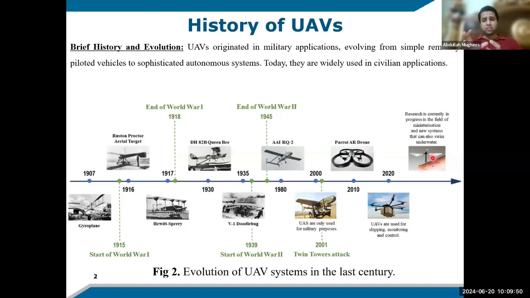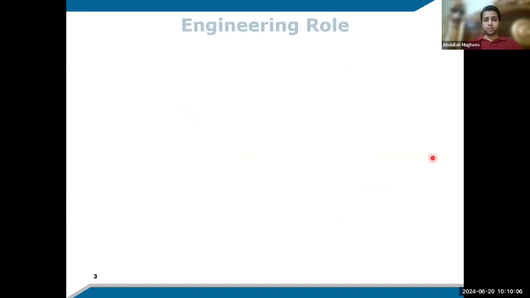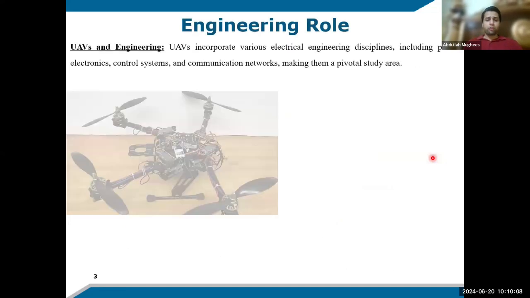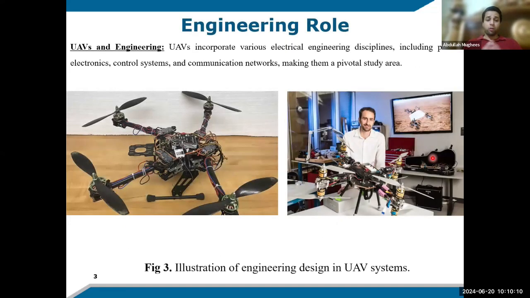But the engineering design is so complex. With respect to time, we see that we started with something really huge, and then we squeezed it down, and for different applications we designed different structures and designs. So if we talk about the engineering role in the domain of UAVs, engineering is the backbone of this UAV system.